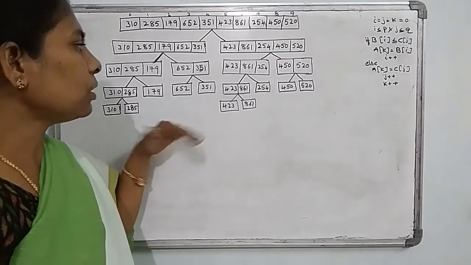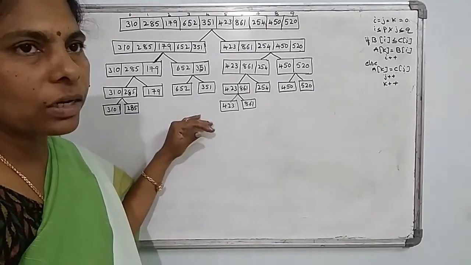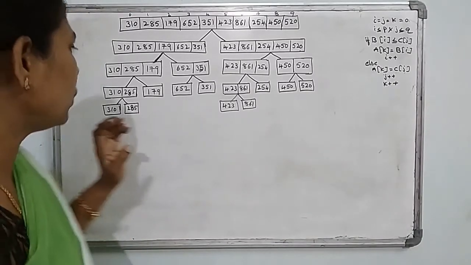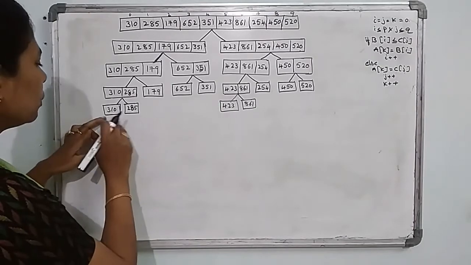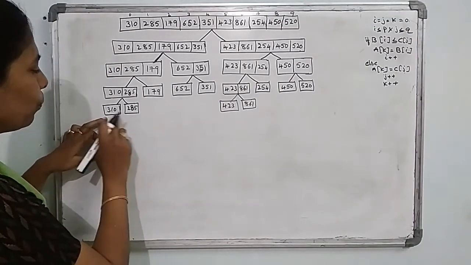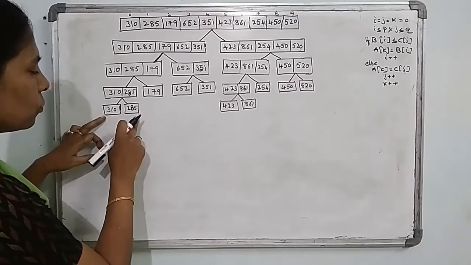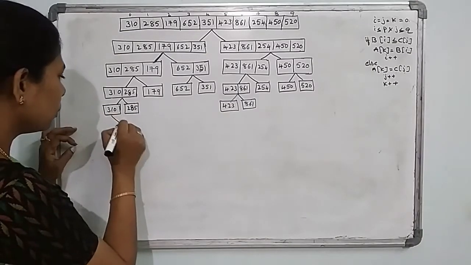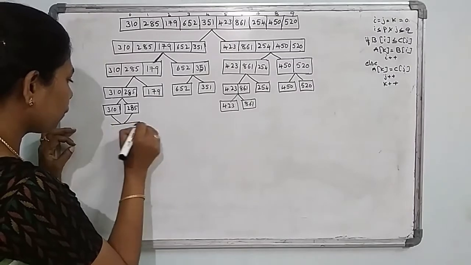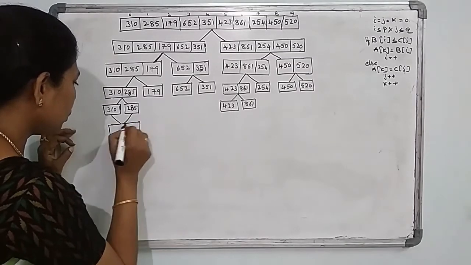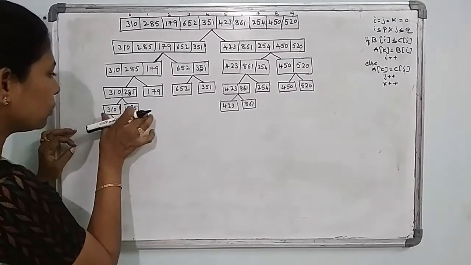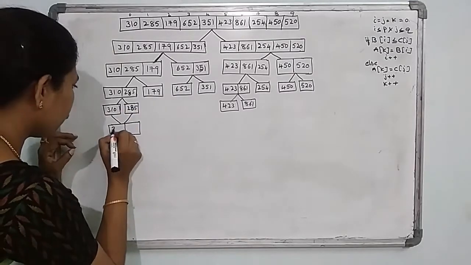Now we can apply the conquering process. At the time of conquering, you sort each array's sub-elements. Here we are combining 310 and 285. You compare 310 and 285. 310 is greater than 285, so 285 is the minimum element. So we merge these two elements in sorted order.